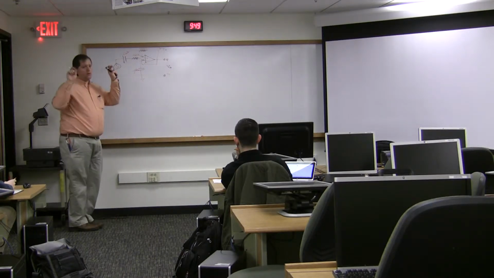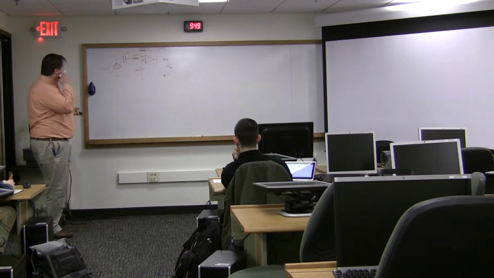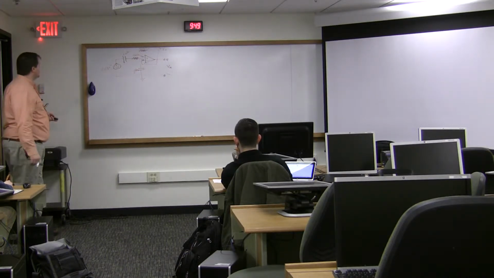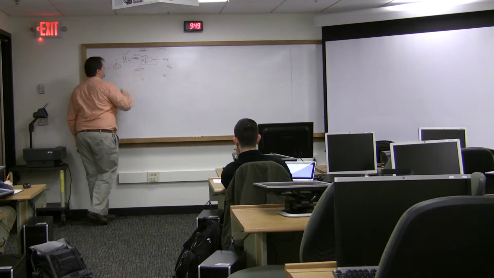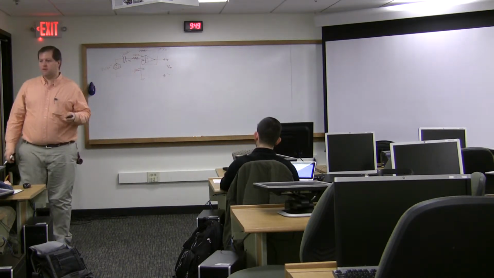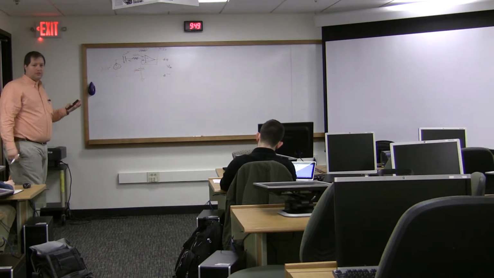So that's now one of our unknowns. The other unknown in this case is going to be that node right there. Let's just call that V1. So now I have two nodes that I don't know the voltage of. If I can write down two equations, I can solve them. So that's what I'm going to do: KCL.